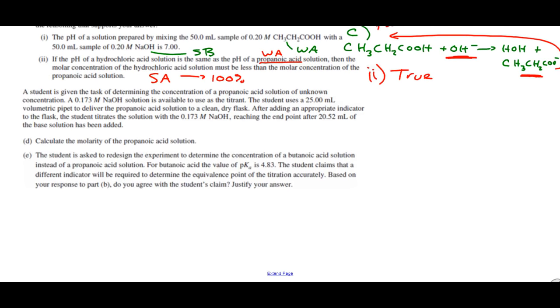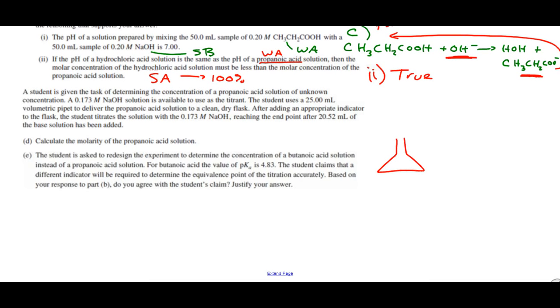Final two problems. It sets up a new scenario. It says a student is given the task of determining the concentration of a propanoic acid solution of unknown concentration. A 0.173 molar NaOH solution is available to use as a titrant. The student uses a 25 mL volumetric pipette to deliver the propanoic acid solution to a clean, dry flask, so we know it's exactly 25 mL. After adding an appropriate indicator to the flask, the student titrates the solution with the NaOH, reaching the endpoint after 20.52 milliliters of base solution has been added. B, calculate the molarity of the acid.